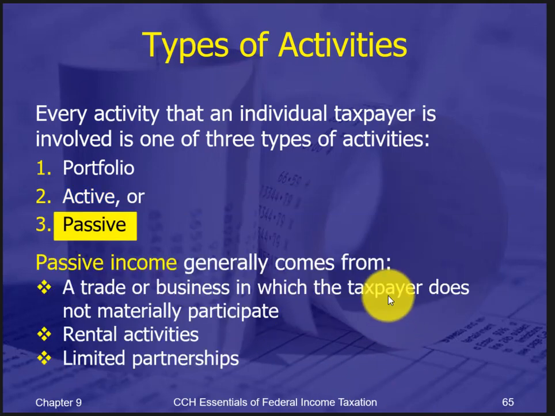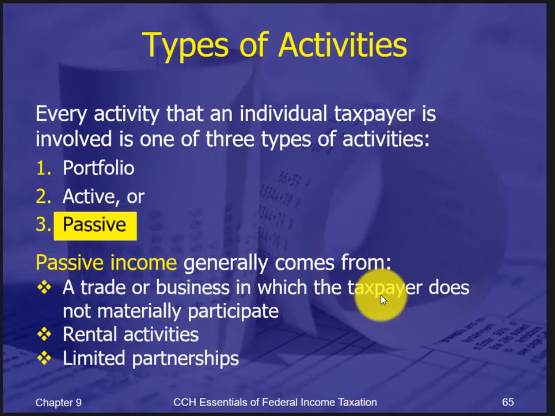Why do we care? Because passive losses can only be offset against passive income. They cannot be used, except in very specific circumstances, to offset active income. But the other way around, it always works. You can always use active losses to offset passive income.